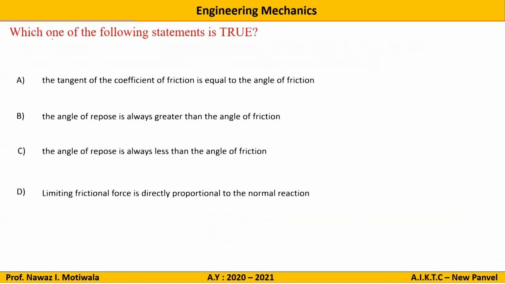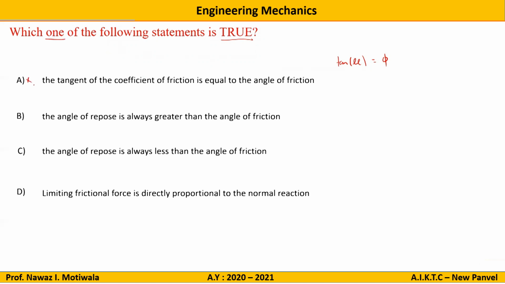Next question. Which one of the following is true? The tangent of coefficient of friction, tan of mu, is equal to angle of friction phi. No, it is wrong. Phi is tan inverse of mu. So it's wrong. We have phi is tan inverse of mu.